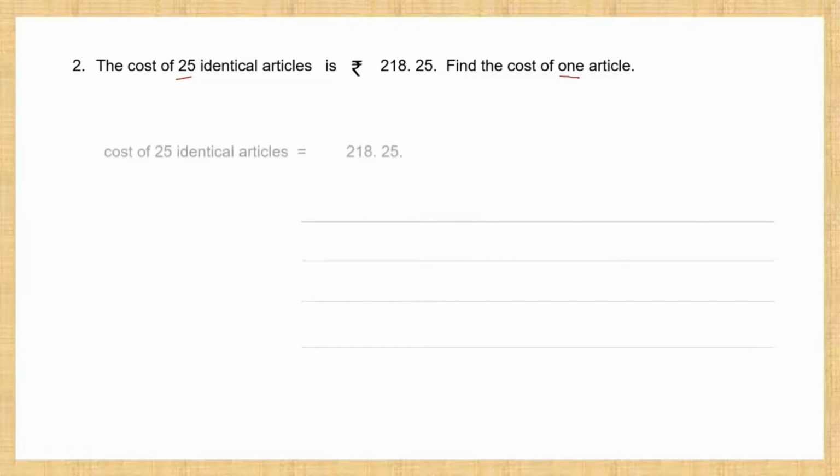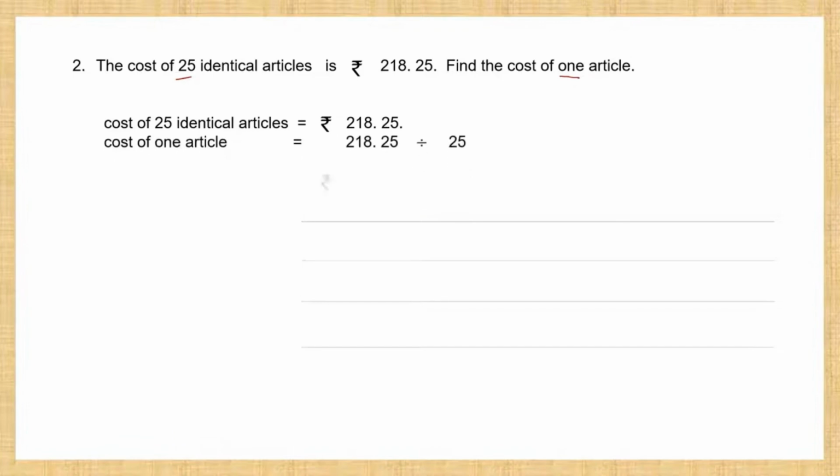So let's start our statements. Cost of 25 articles is rupees 218.25. Therefore, cost of one article we're going to divide. So let's start our division. Now, when you divide a decimal number, don't change the point, let it remain in the same place. 218.25, let's divide it by 25. So let's start the division.